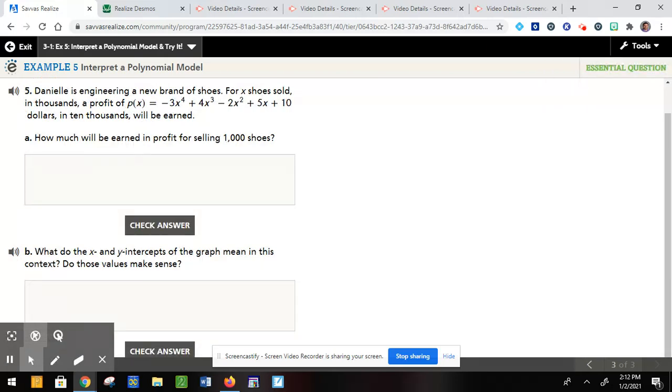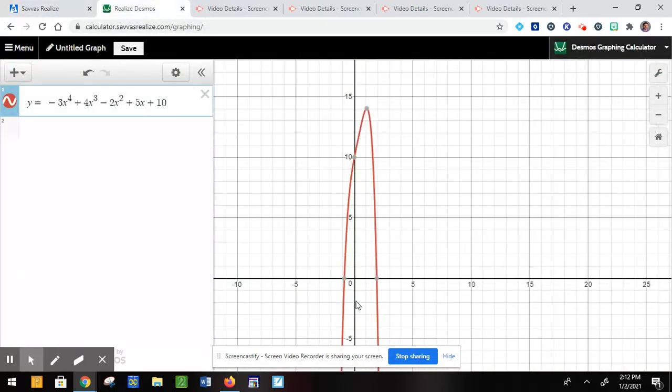All right, so I did the same thing and I made a graph on Desmos. Let's take a look at that. The first question was how much will be earned in profit for selling 1,000 shoes. So remember, X was in thousands. So right about at 1, you have a Y value of a little more than 14. So let's just say it's 14. Remember, the Y values were in 10,000s. So it'd be 14 times 10,000, which is 140,000. So when there's 1,000 shoes sold, the profit's going to be about $140,000.